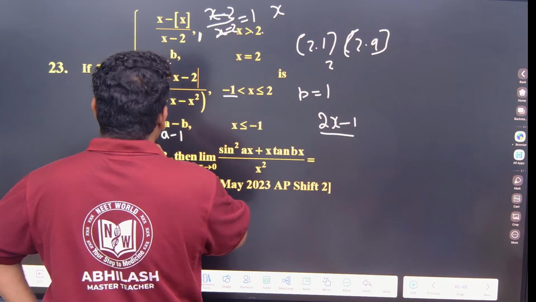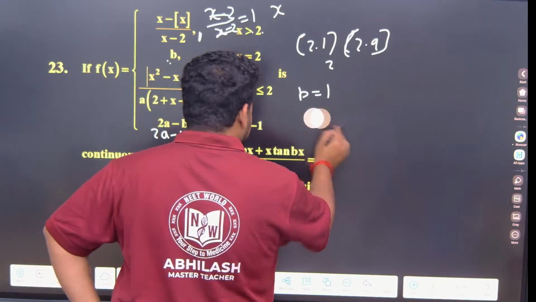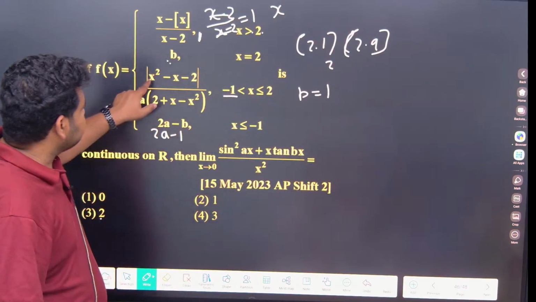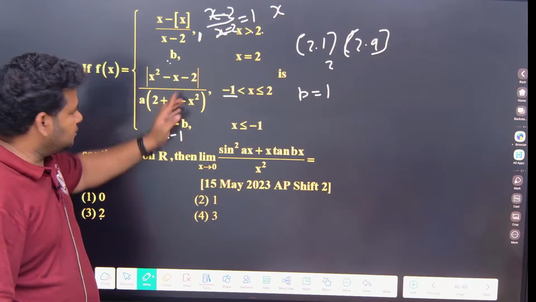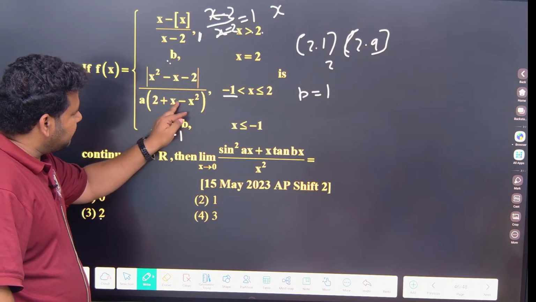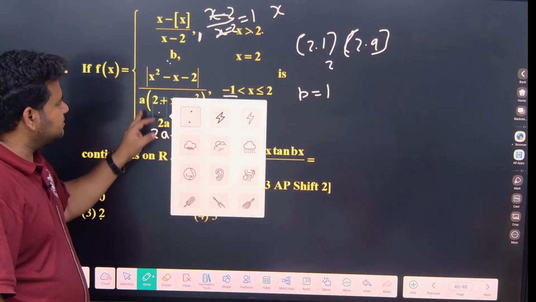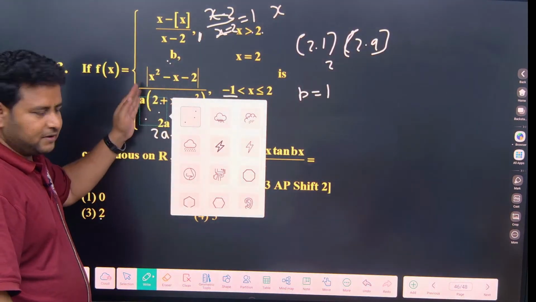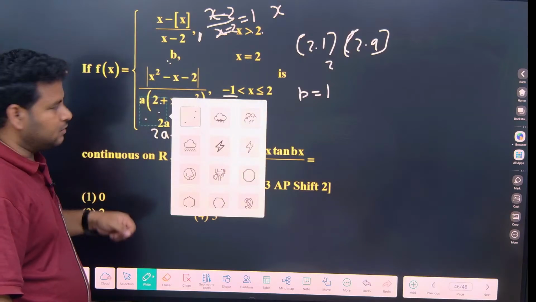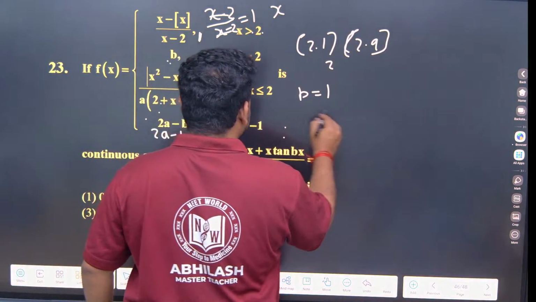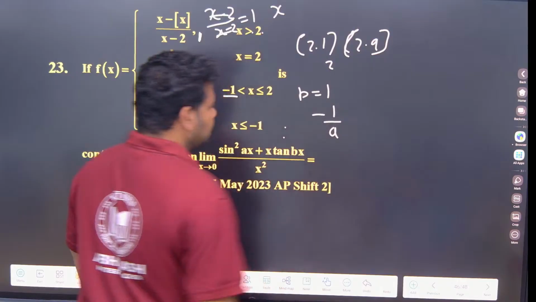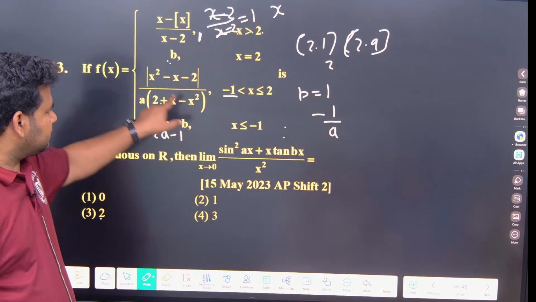Otherwise, just observe here, there is no need to apply L'Hopital rule. x square minus x minus 2, this is the reverse of x square minus x plus 2. If you take minus common, we can cancel it. So we are getting this equal to minus 1 by a.